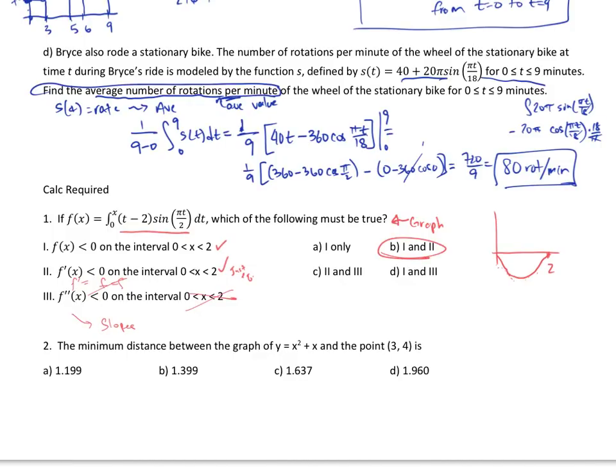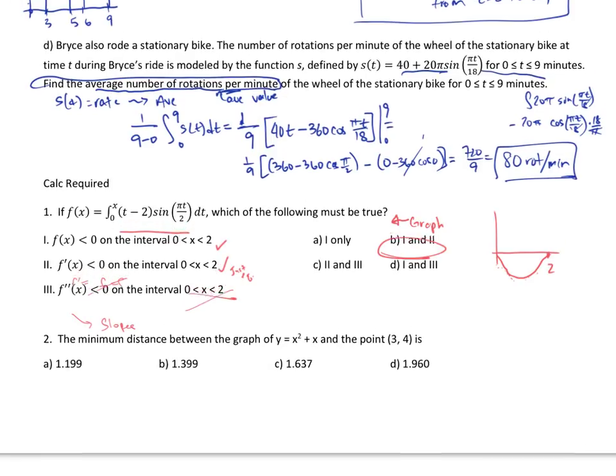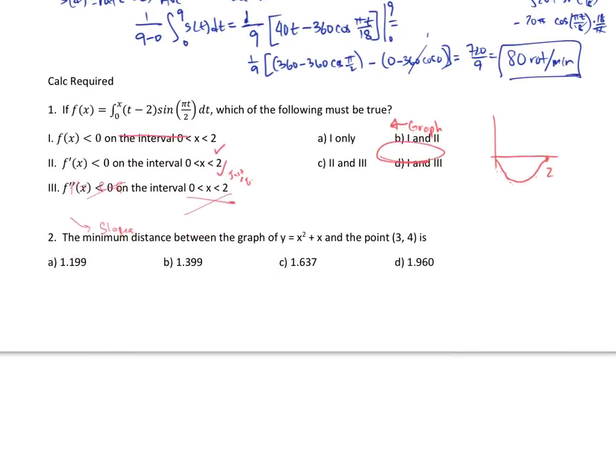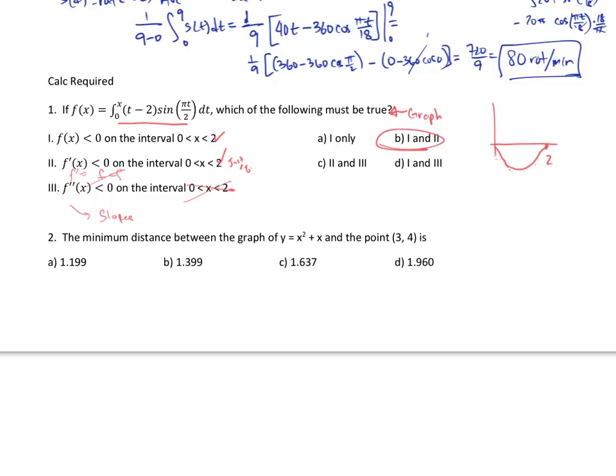All right, the minimum distance between the graph of that and the point 3, 4 is, well, let's go ahead and graph this real quick and take a look at what's happening here. Again, my software is being a little finicky. Okay, so let's take a look at this, and it looks something like this when we graph it. This is a parabola, and it will go through 0, 0 here.